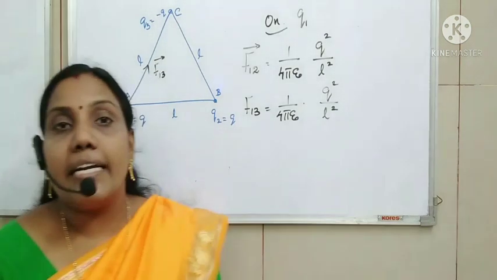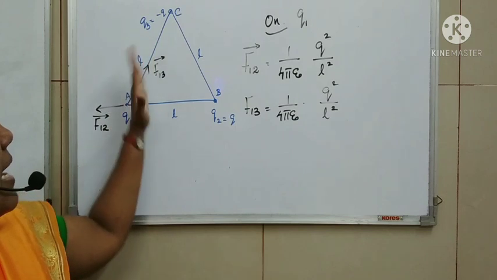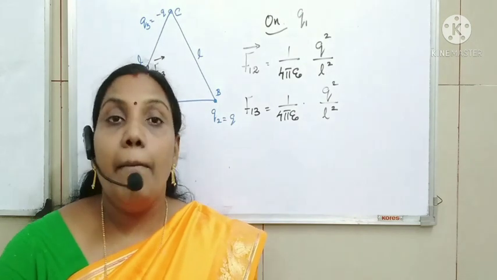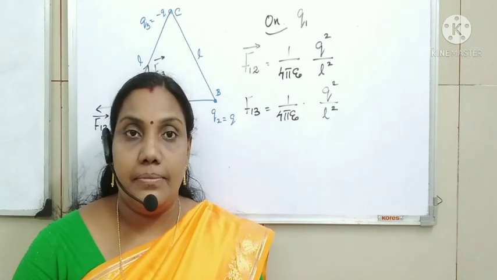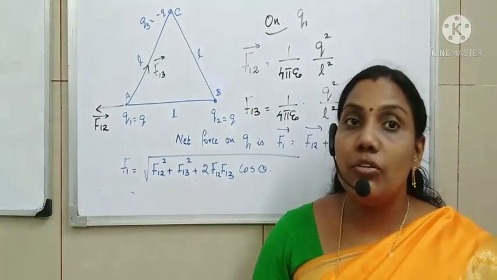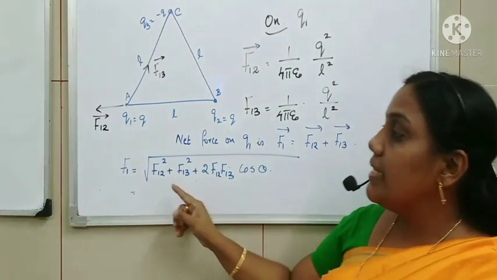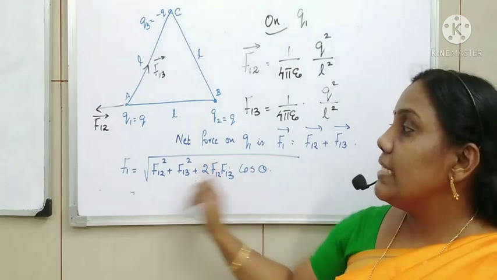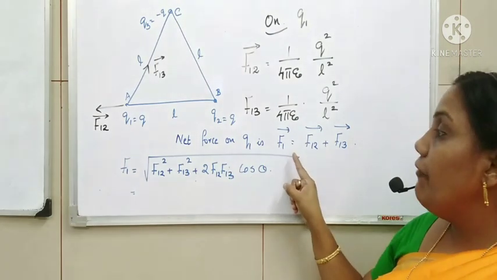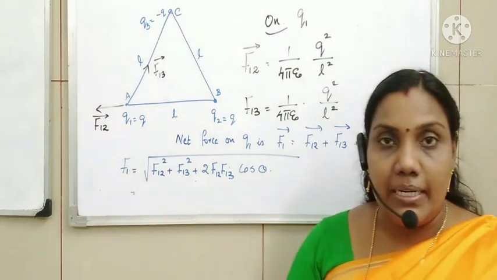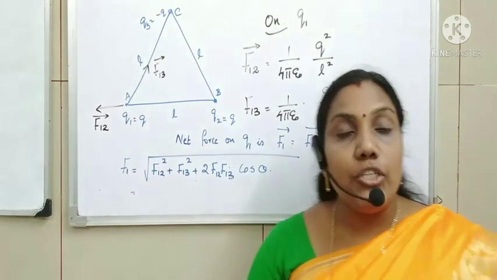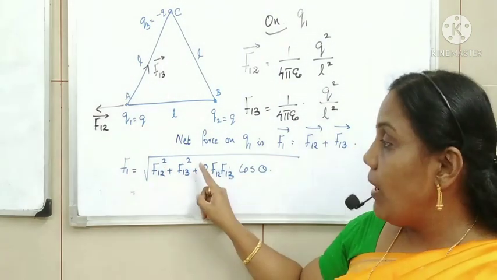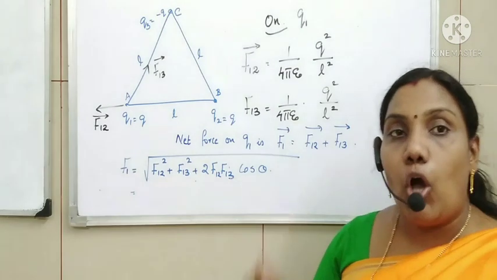Now what is the net force acting on the charge Q1? One force is acting in this direction, another one is acting in this direction. And how will you find out the resultant? Resultant is given by the parallelogram law of vector addition, or by using the superposition principle. So the net force on charge Q1 is vector F1 equal to vector F12 plus vector F13. How will you find out the magnitude of the resultant force? It is given by root of F12 square plus F13 square plus 2 F12 F13 cos theta.